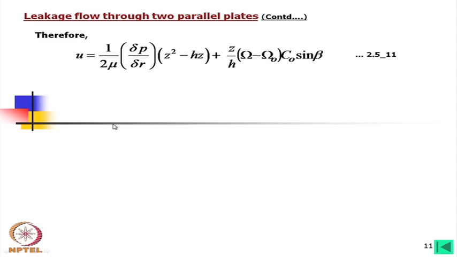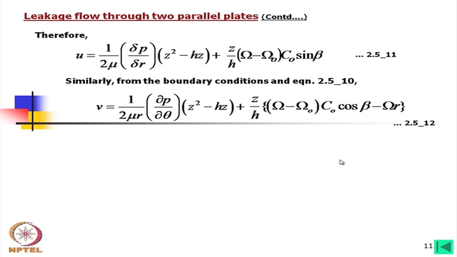Then u will become 1 by 2 mu del p by del r (z square minus h z) plus z by h (omega minus omega 0) c 0 sin beta. Similarly, from the boundary conditions and equation 2.5.10, the same way we will get this equation for the velocity v in theta direction, equal to 1 by 2 mu r del p by del theta (z square minus h z) plus z by h (omega minus omega 0) c 0 cos beta minus omega into r.